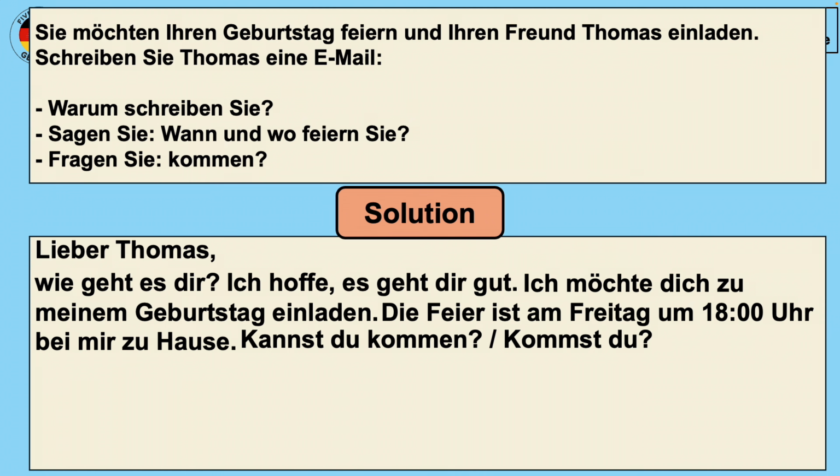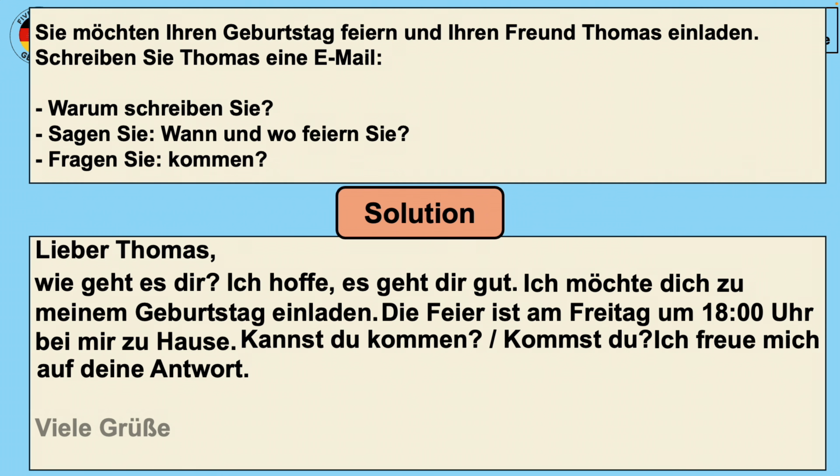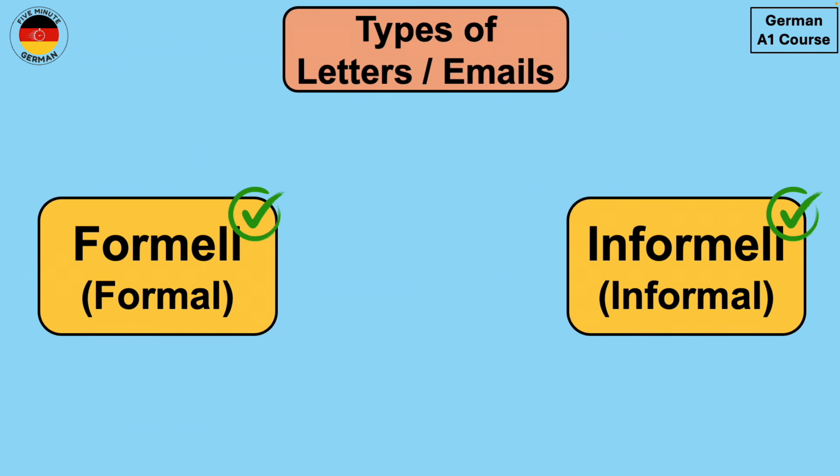Then we can end the email by saying, Ich freue mich auf deine Antwort. I will be happy for your answer. Then we write the Gruß, which is viele Grüße, and then my first name, which is Usama. So this is how you can write the informal email or letter. And also remember that the Gruß will be on the left side and not on the right side. So this is how you can write an informal letter or an email.